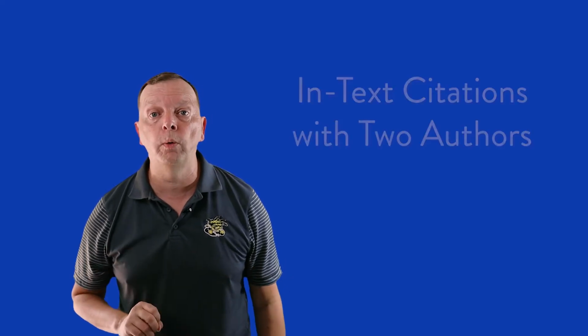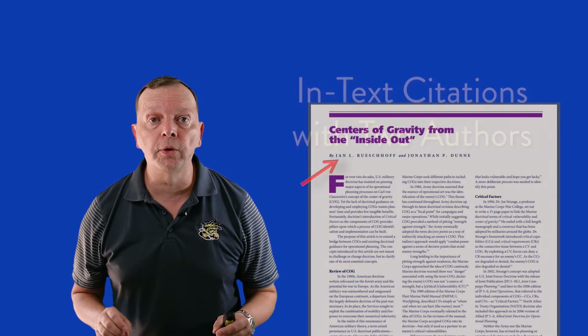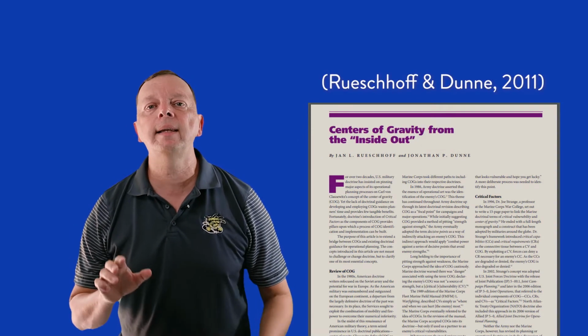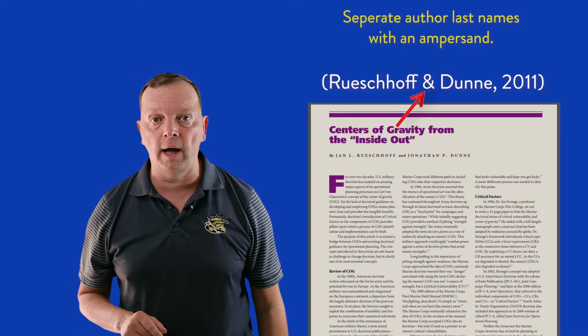Now, the first situation we'll discuss is a source with more than one author. Now, if there's 2 authors, then you're going to put both authors' last name, again with no initials, and an ampersand between each of these authors' names.